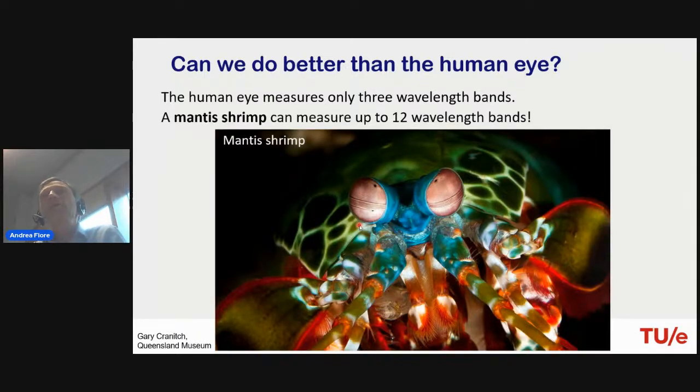So there are some animals that have better color vision, or at least that can sense more wavelength bands. And actually the record holder is the so-called mantis shrimp. It's a shrimp living in the sea, and it can measure up to 12 wavelength bands. So it has a much better color resolution than we have, and it seems it really needs that for its own survival. Well, it's an interesting animal. It's also a very, very aggressive animal. So you can also get bites from the shrimp. But from the point of view of color vision, it's really the dominant one, or the best one.